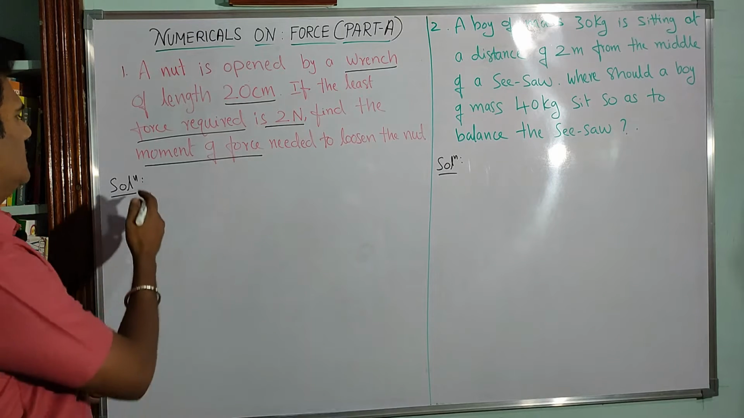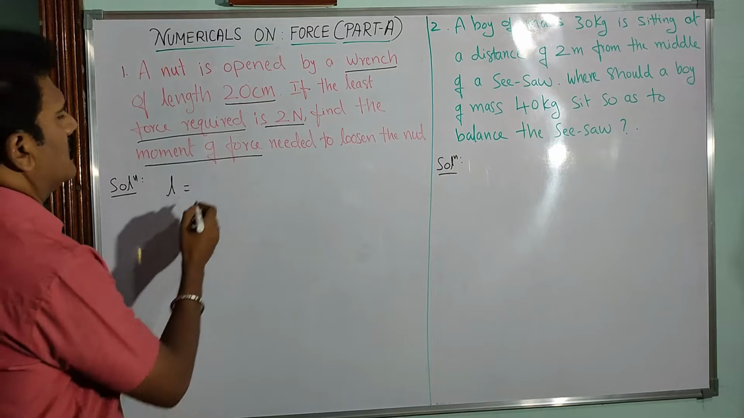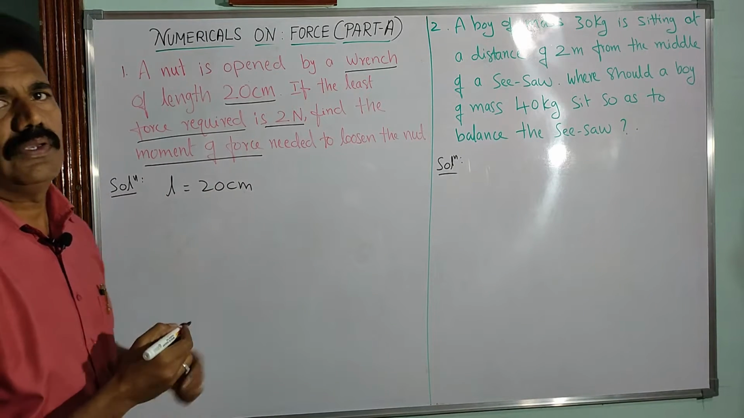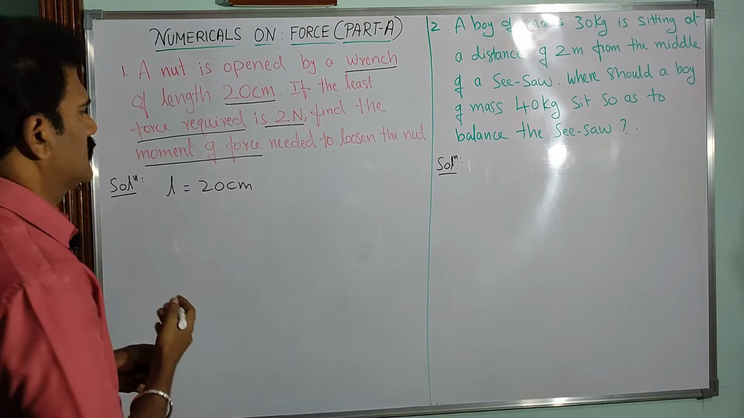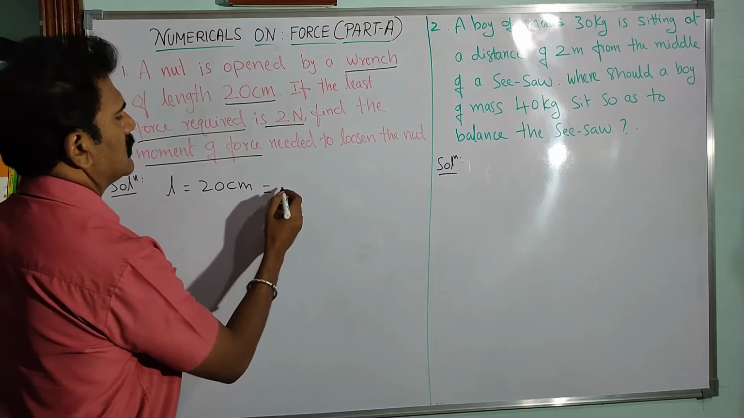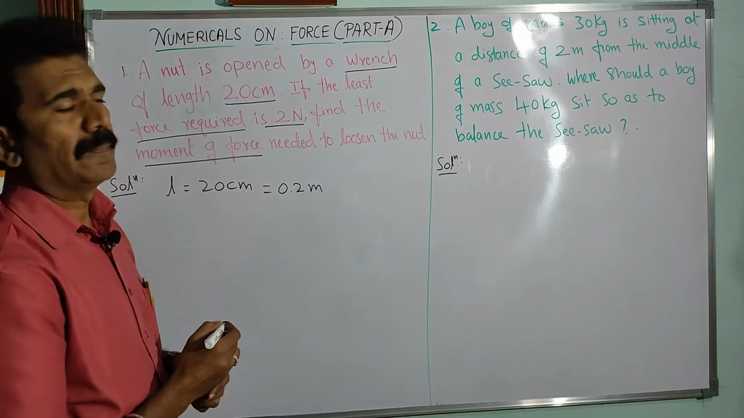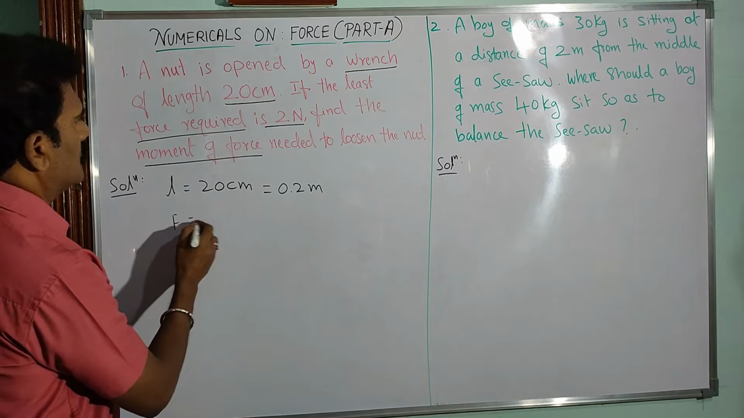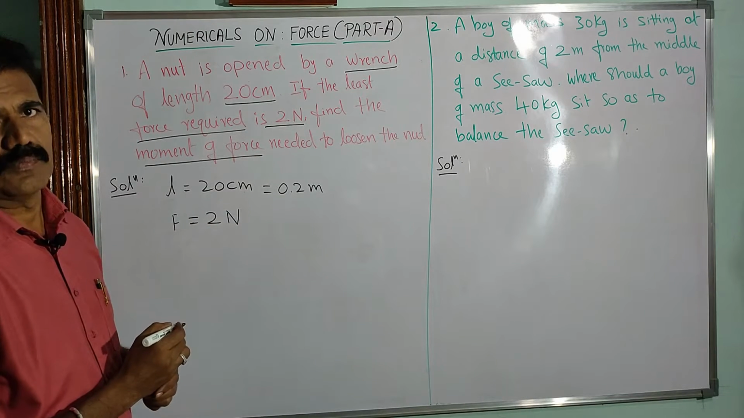In the solution part I can write the length of the wrench as 20 centimeter. Normally if the values are given in CGS units, you have to convert them to SI units first. So 20 centimeter means how much in meter? 0.2 meter. Correct? Next, what is the force applied? F is equal to 2 Newton. It is already in the SI system, right?